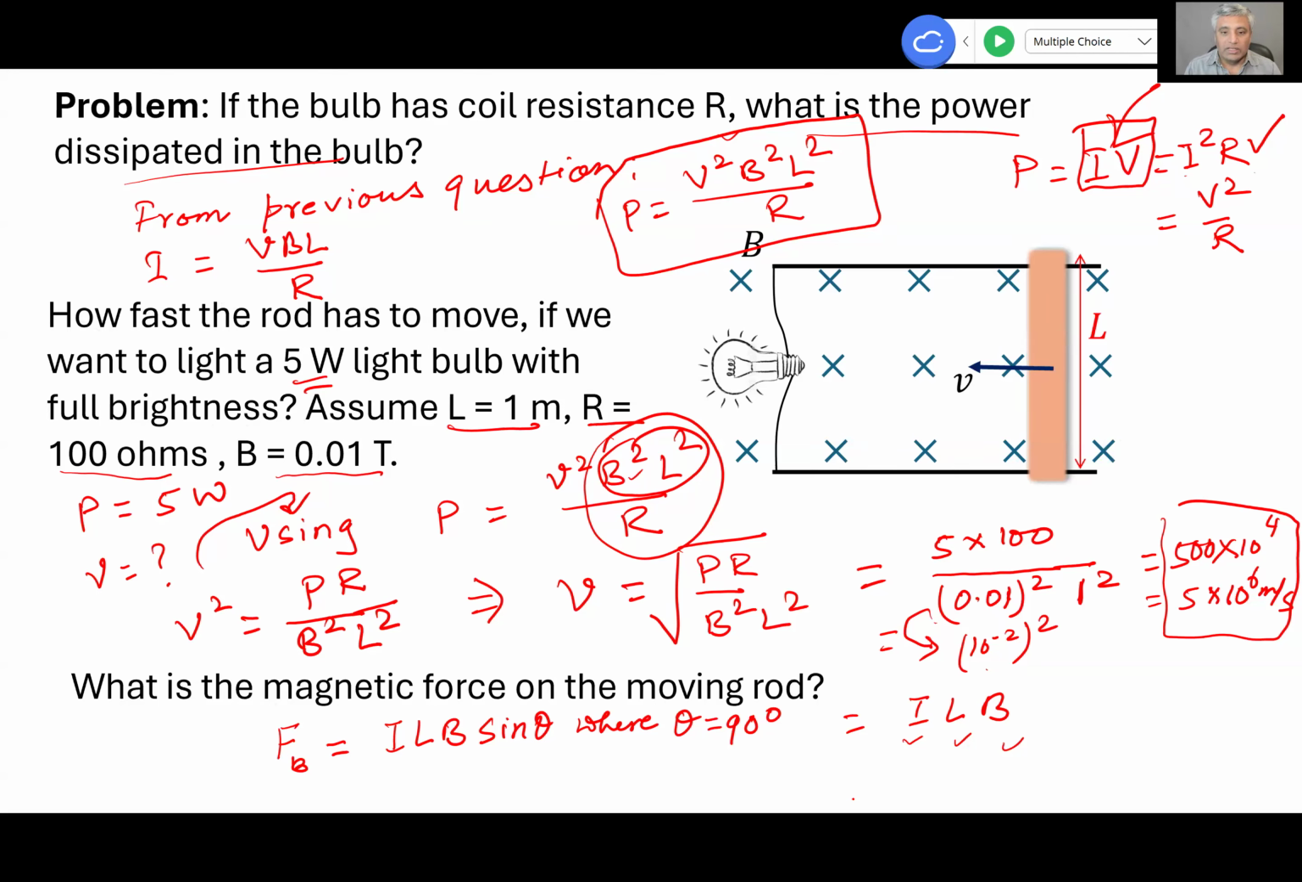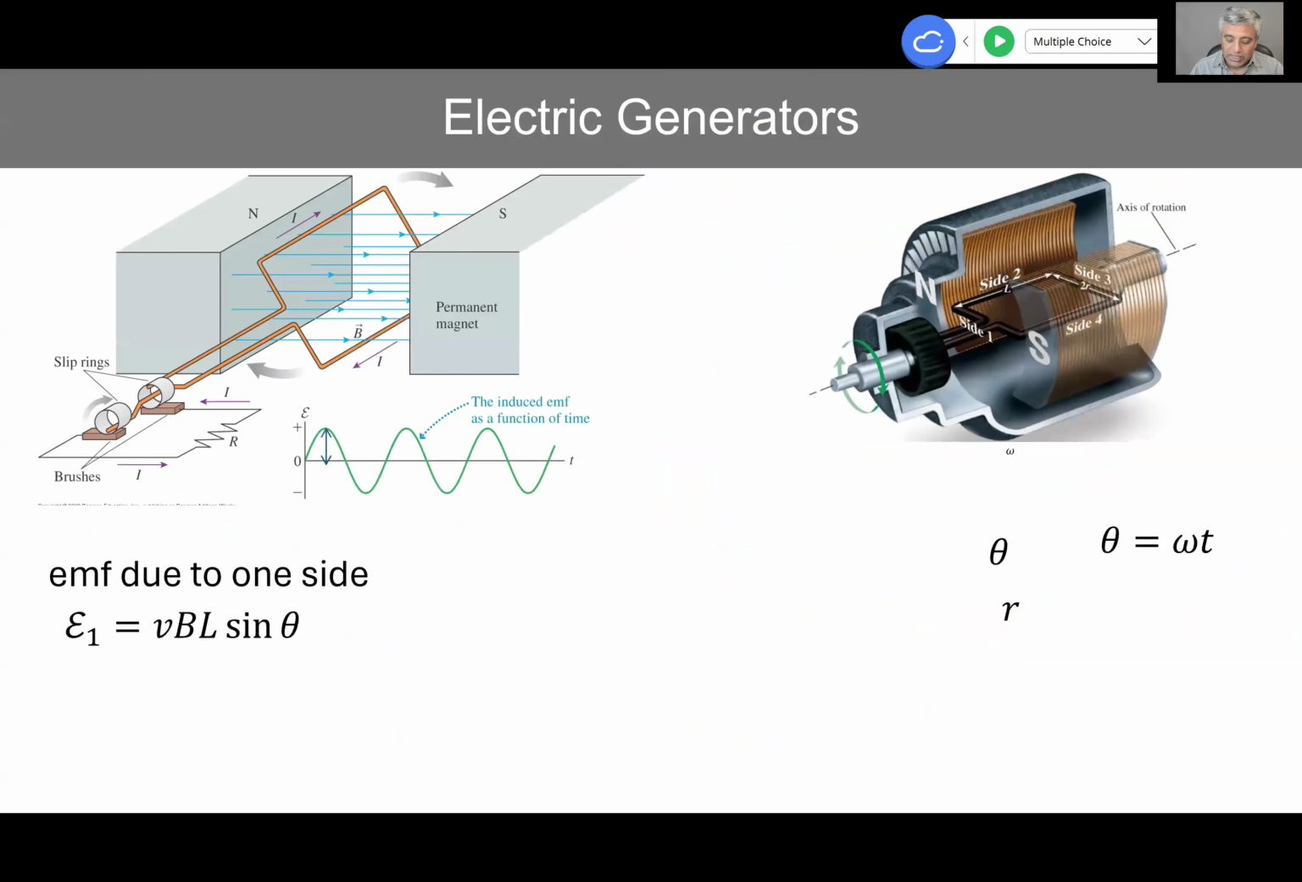So we learned the basic principle of charge separation, and that's what gives us the EMF. And that's the idea used. But rather than making a rod or conductor move on a rail and generate electricity, what we do is we make a coil and we spin the coil.